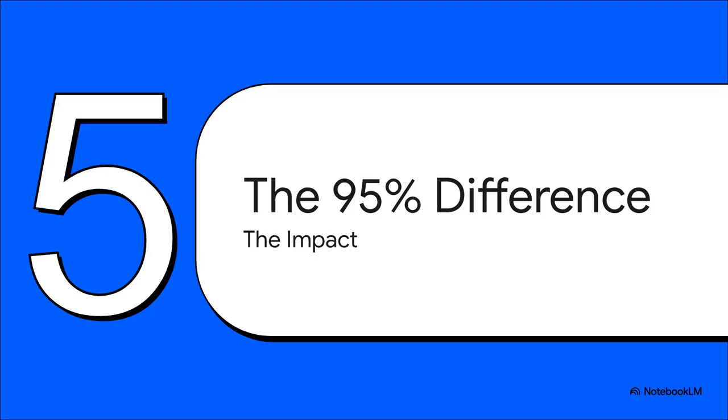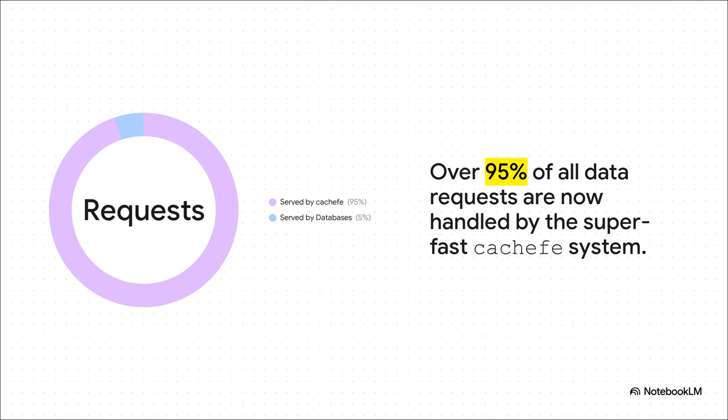So after all this brilliant engineering, what was the result? I mean, what was the real-world impact? Well, it was absolutely massive. This chart says it all. This is the payoff. A staggering 95%. 95% of those 150 million requests per second are now handled by the super fast CacheFi system. Only a tiny 5% ever even have to talk to the slower core databases. I mean, that completely changed the game for them.